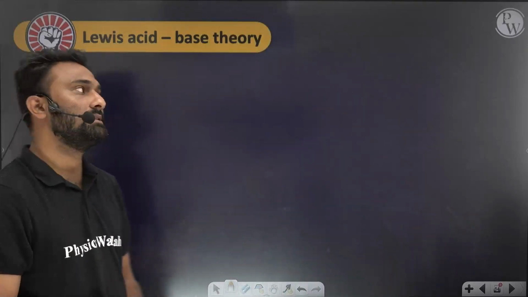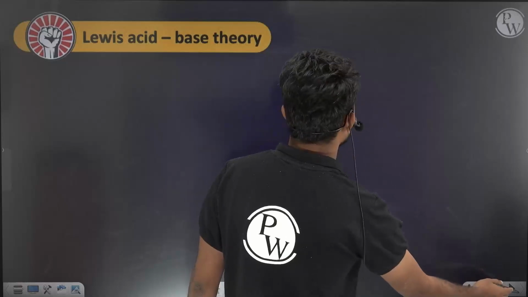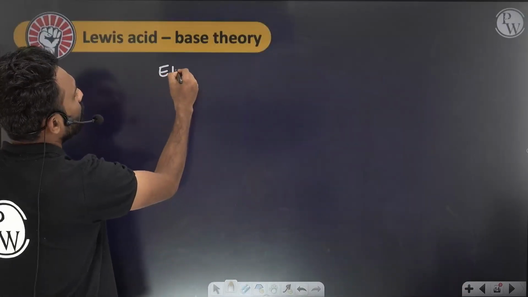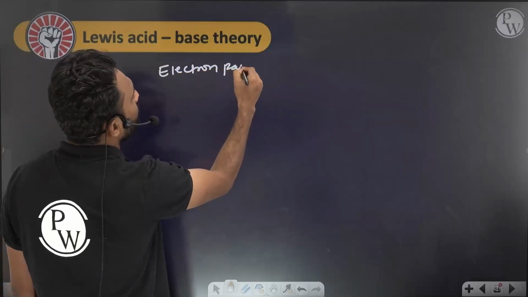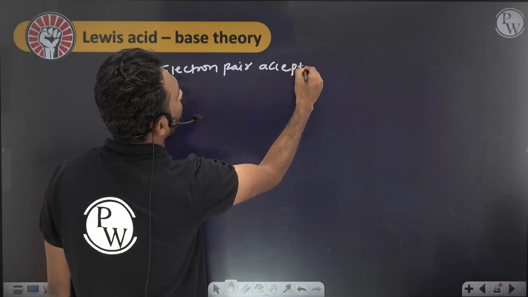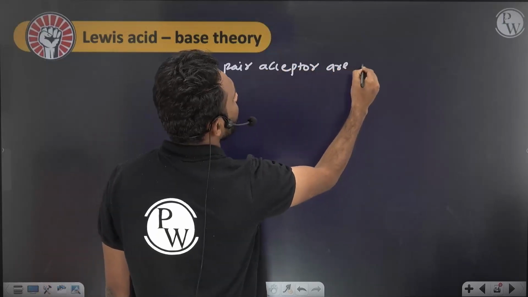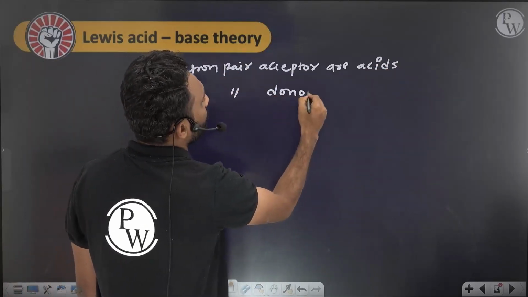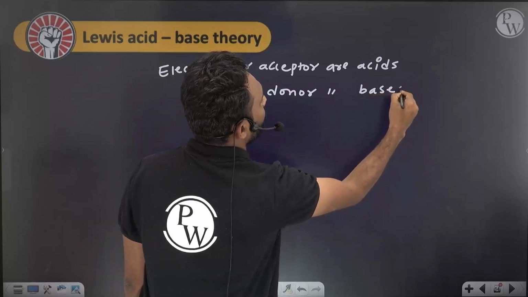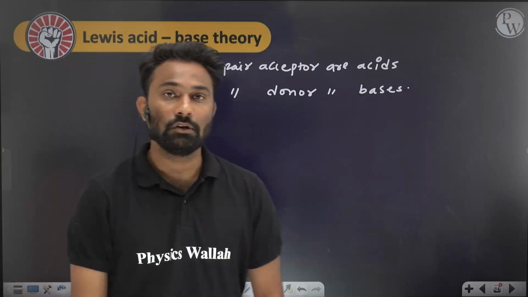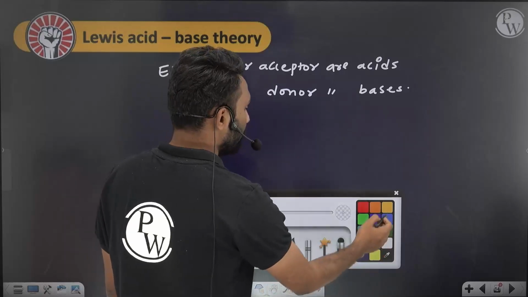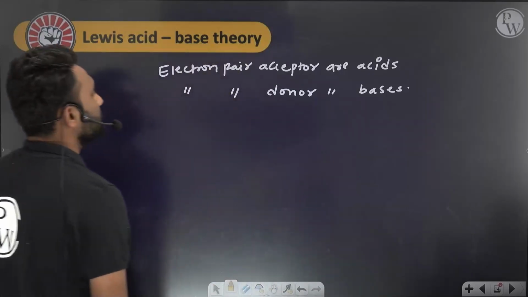Lewis acid base theory. Lewis acid base theory ಅಂದ್ರೆ ಏನಂದ್ರೆ, Lewis acid base theory means, ಇಲ್ಲಿ electron pair acceptors are acids, electron pair donors are bases. Now in Lewis acids, electron pair acceptors are acids, electron pair donors are the bases. Now Lewis acids ಯಾವುದು, Lewis bases ಯಾವುದು ನೋಡಿ.